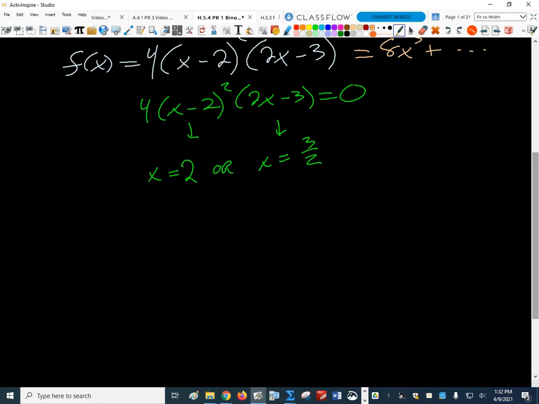Anybody know? I'll give you a hint. One of those zeros counts as 2. Which one? Yeah, the 2 does. How come? Because it's squared. If I didn't square that, if I wrote them as separate factors, it would be 4 times (x minus 2) times (x minus 2) times (2x minus 3) equals 0. And so I would have gotten the factor x equals 2 twice. Agreed? So there really are, it's what we call a double root or a double zero.